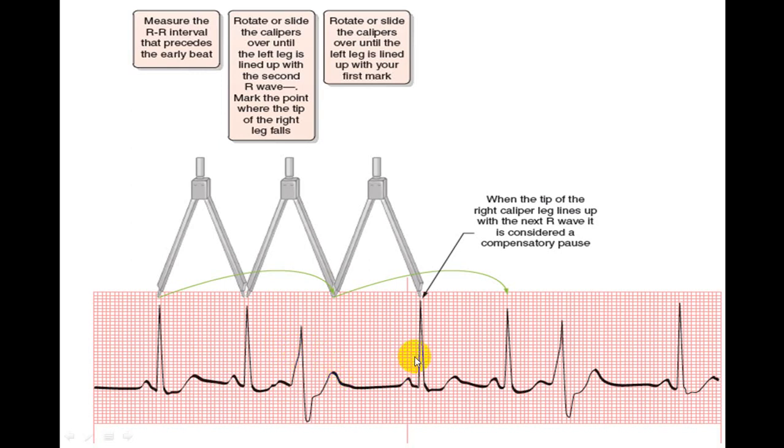And you can see that the next beat comes after a pause, and this is called a full compensatory pause because it has come exactly at the RR interval gap. And so this is a full compensatory pause. And then another R has come here, and this is equal to the previous RR. And again there is a ventricular premature beat. Both these beats are of the same configuration, so they are coming from the same focus. So we call it a unifocal ventricular premature beat.